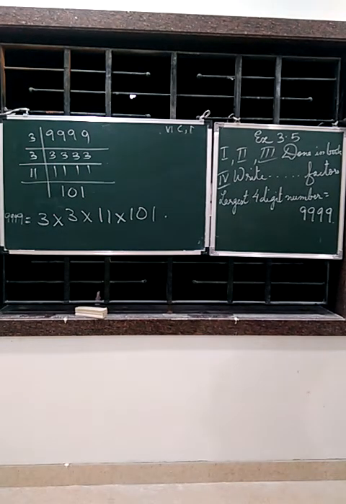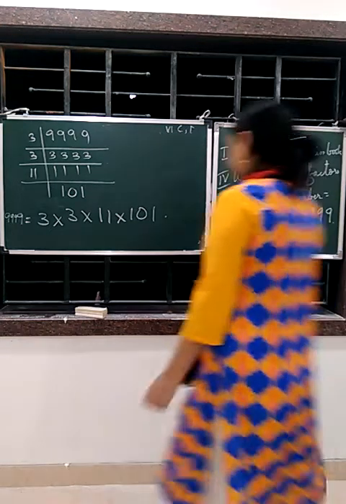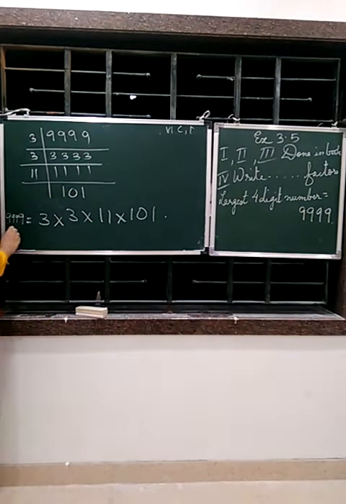We will start with question number 5. Write the smallest 5-digit number and express it in the form of its prime factors.